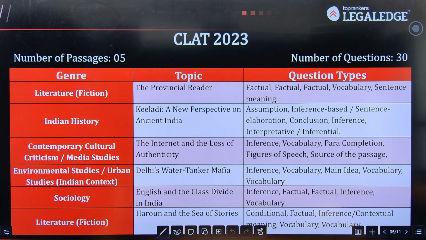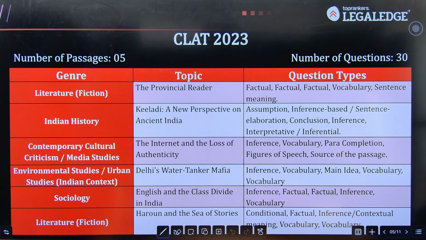Now, the 4th passage was around environmental studies, urban studies, in the Indian context. The title of the passage can be Delhi's Water Tanker Mafia. The question types which were there were inference, vocabulary, main idea, again 2 vocabulary based questions. So overall, from this passage, there were 3 vocabulary based questions.